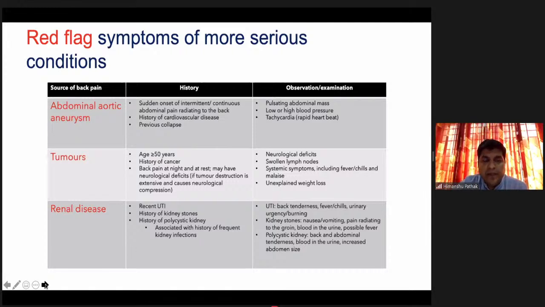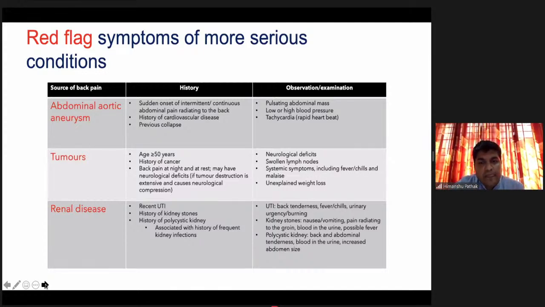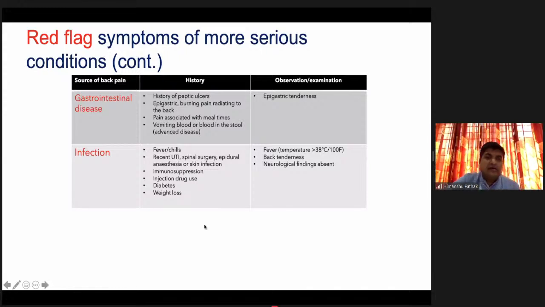The patient may have a history of cardiovascular disease, and on examination you may find an abdominal mass, a pulsating abdominal mass. If it is a tumor, usually the patient's age is more than 50 years, there may be a past history of cancer, pain more at nighttime, and on examination you may find swollen lymph nodes, neurological deficit, unexplained weight loss. If it is coming from the kidneys, there may be a history of UTI, a history of kidney stones, and on examination you will have tenderness at the renal angle, and the patient may give a history of fever, chills.